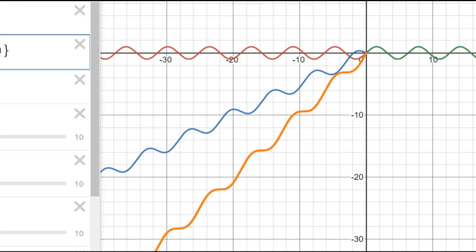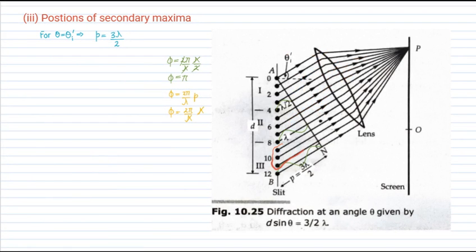So what will happen? The light coming from the third part will go and strike the screen, and you will get a bright fringe. Fine.